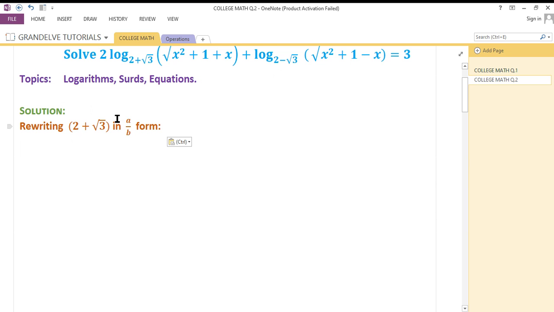So let's try to write 2 plus square root of 3 in the form a over b. If you can write it in the form a over b, we will need its conjugate. Your idea on sets will tell you that the conjugate of 2 plus square root of 3 is 2 minus square root of 3. And so to have it in the form a over b, we need to multiply and divide it by its conjugate. Let's see a typical example of that. That would be our first step.